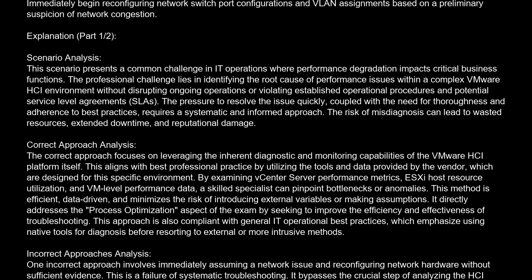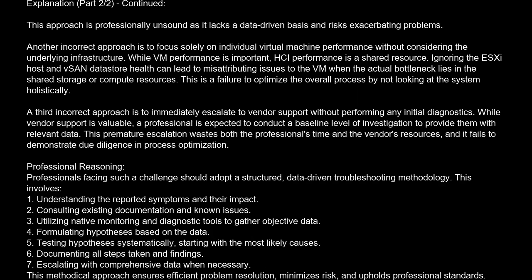Incorrect approaches analysis. One incorrect approach involves immediately assuming a network issue and reconfiguring network hardware without sufficient evidence. This is a failure of systematic troubleshooting. It bypasses the crucial step of analyzing the HCI environment's internal performance, potentially leading to unnecessary network changes that could disrupt other services. This approach is professionally unsound as it lacks a data-driven basis and risks exacerbating problems.